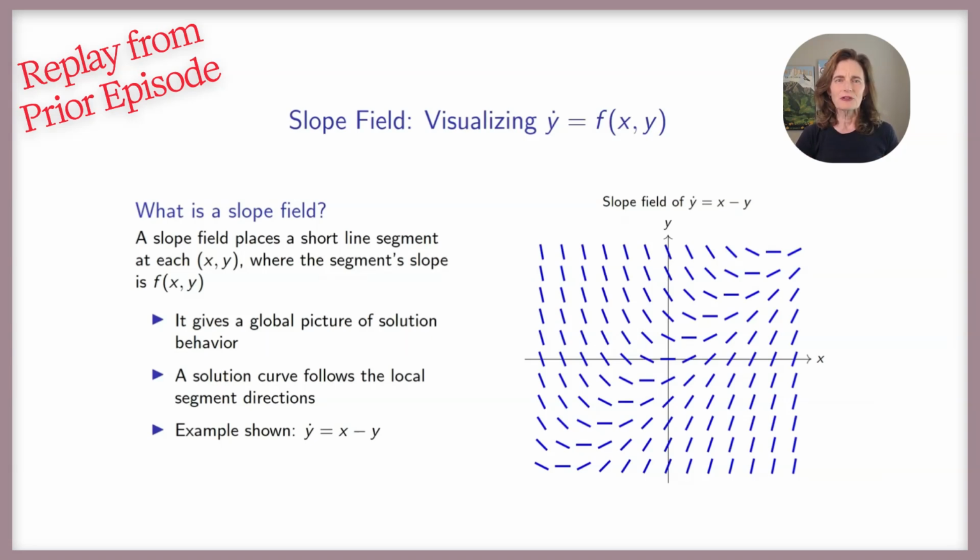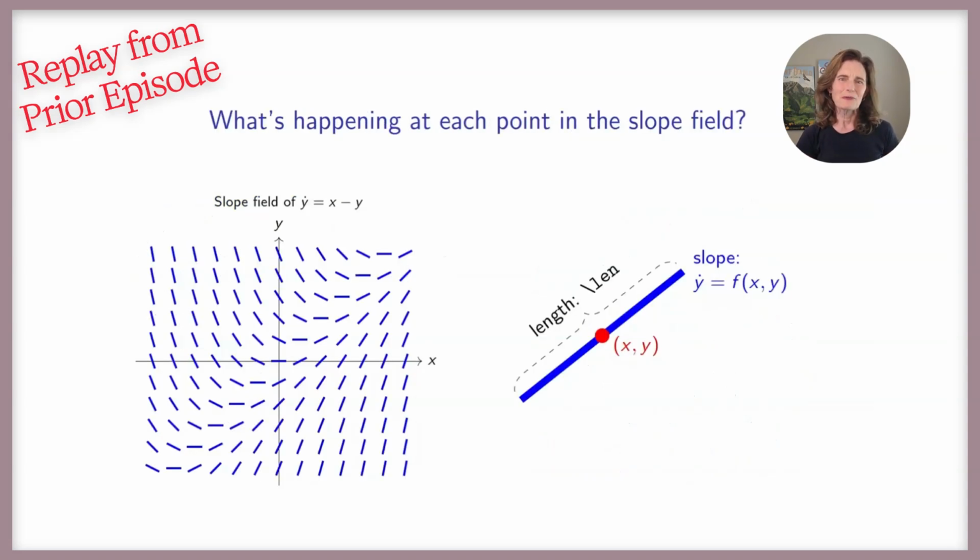The example here shows the slope field for y dot equals x minus y, which is the equation we'll code up first today. Let's zoom in on what's happening at a single point. At each grid point xy, we draw a line segment of a fixed length, which I'm calling len. And the slope of that segment is f of xy.